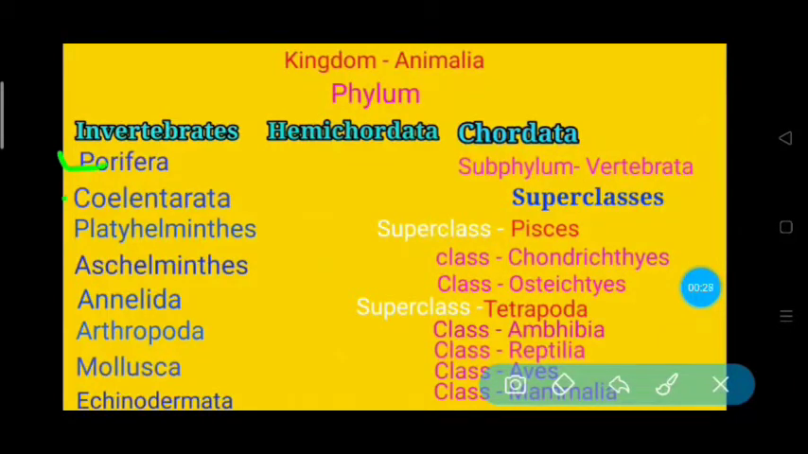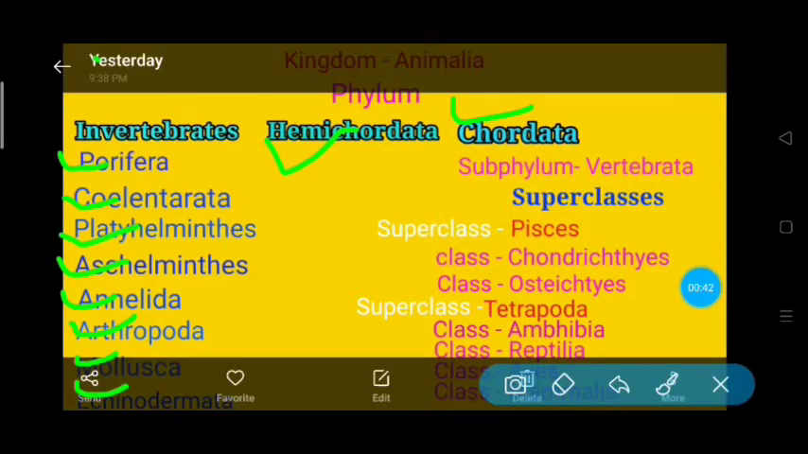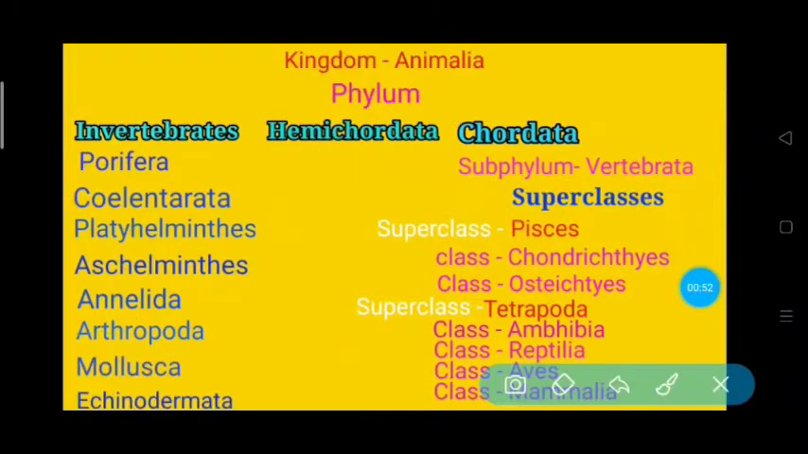Porifera, Coelenterata, Platyhelminthes, Aschelminthes, Annelida, Arthropoda, Mollusca, Echinodermata, Hemichordata, and the last one is Chordata. Here, in the last phylum Chordata, the subphylum is Vertebrata, the animals having a vertebral column.